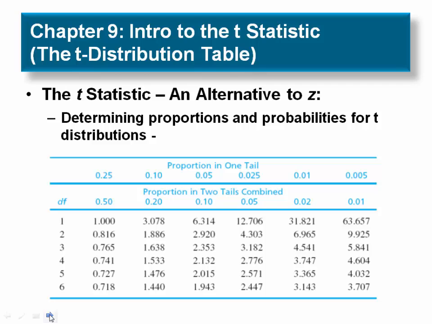Thus, as degrees of freedom increases, the proportions in a t-distribution become more like the proportions in a normal distribution. When the sample size and degrees of freedom is sufficiently large, the difference between a t-distribution and the normal distribution becomes negligible.